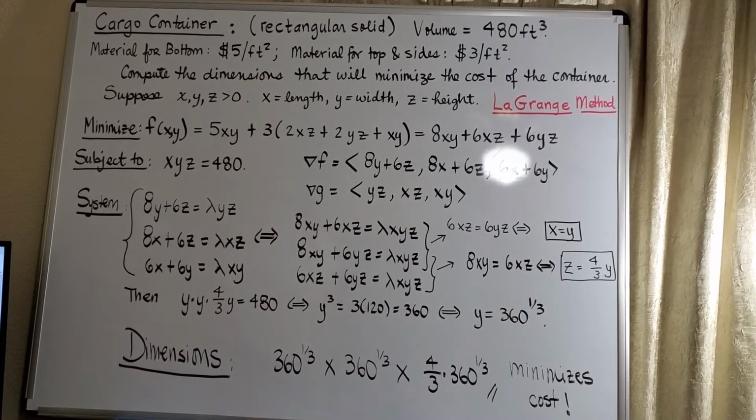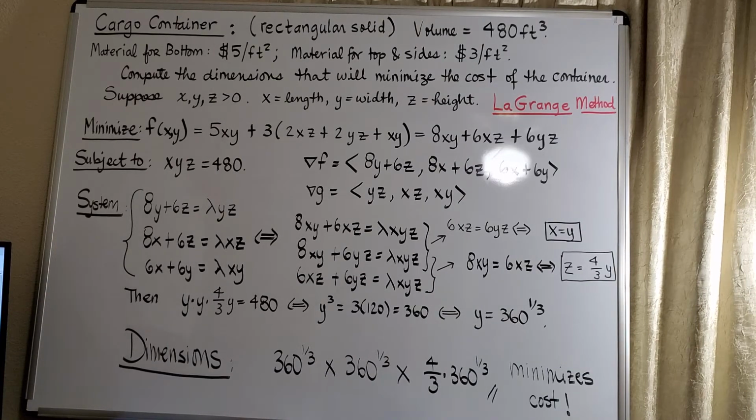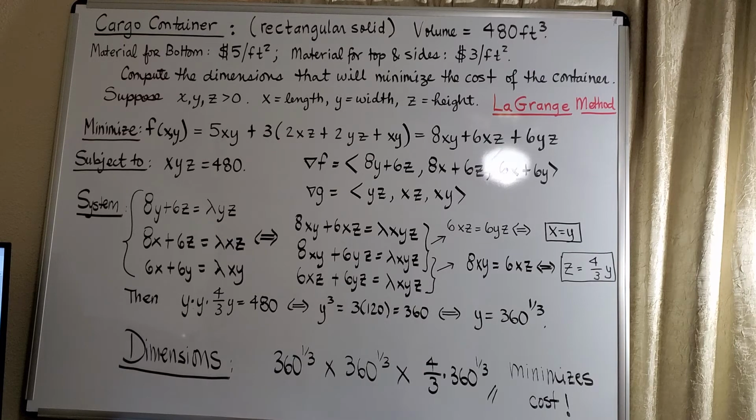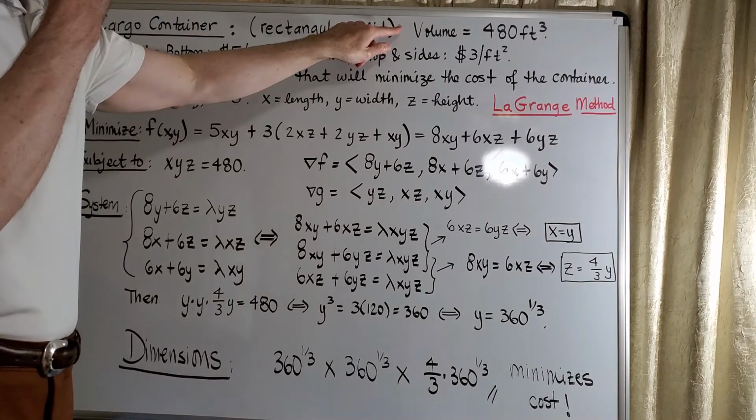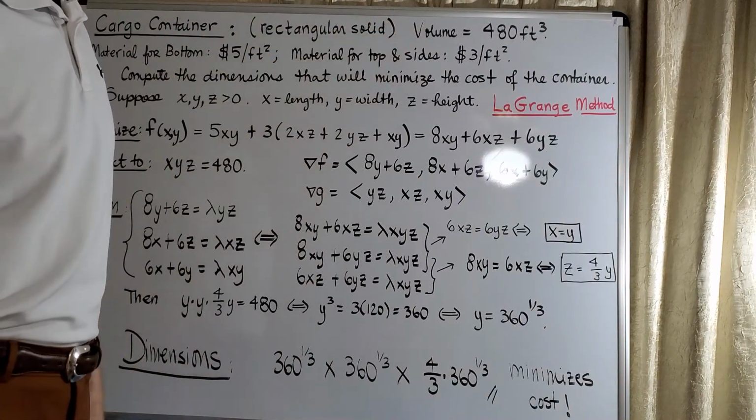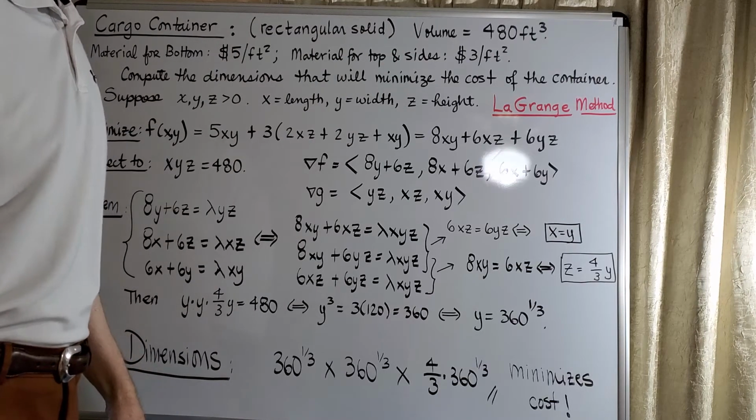Okay, let's try another Lagrange multiplier method problem. And this is also written up in your notes. We've got a cargo container, a rectangular solid, where you're required to have a volume of 480 cubic feet.